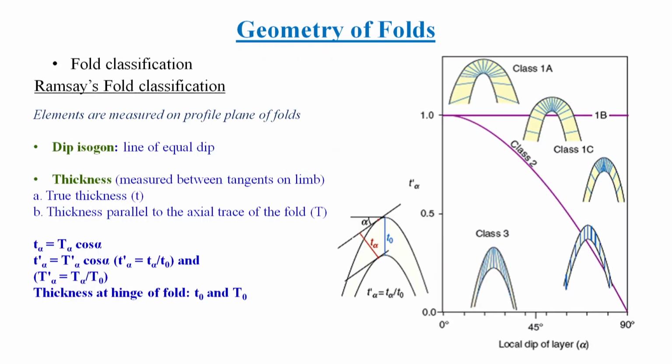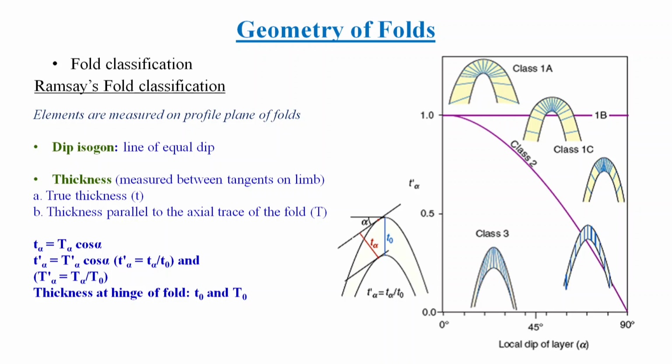So based on two parameters, again John Ramsay, who is also referred to as the father of structural geology, classified folds based on two parameters. The first one is the thickness of the fold. There are also two types of thickness. One thickness is measured perpendicular between the layers, and there is a thickness which is measured parallel to the axial plane of the fold.